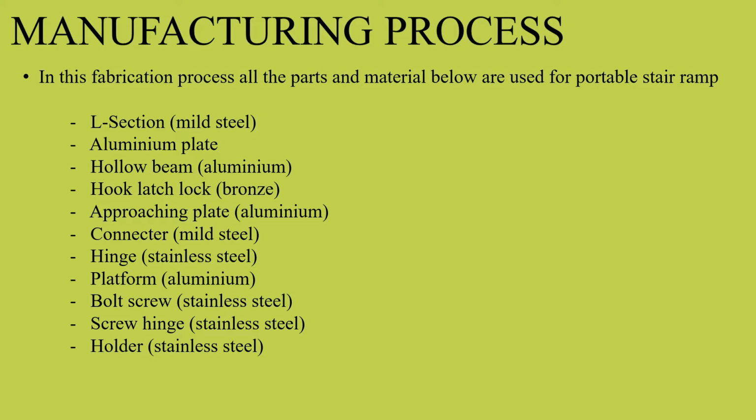Now we move to the manufacturing process. In this fabrication process, all the parts and the material below are used for the portable STAIR ramp, and the parts are L section, aluminum plate, hollow beam, hook leg lock, approaching plate, connector, hinge, platform, bolt screw, screw hinge, and holder.